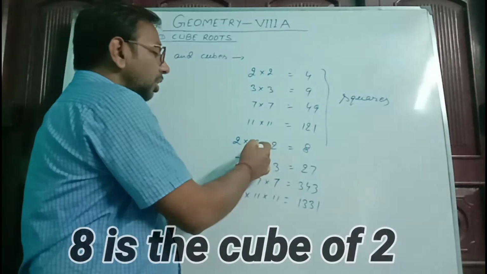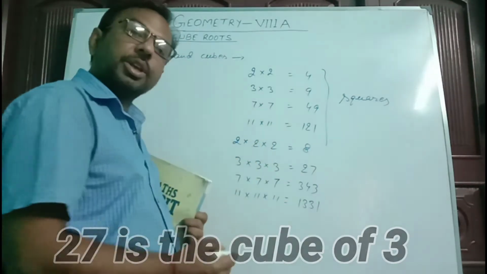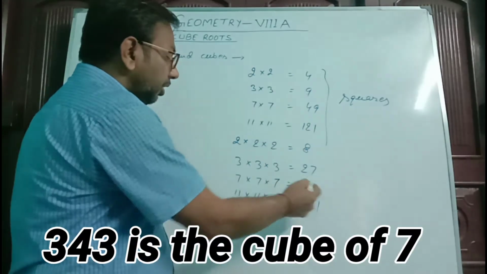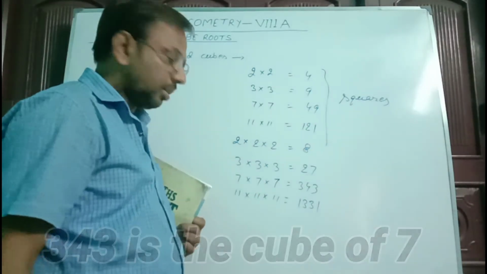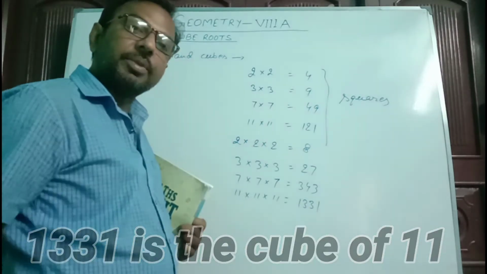So 8 became the cube of 2. 27 is the cube of 3. 343 is the cube of 7. 1331 is the cube of 11.